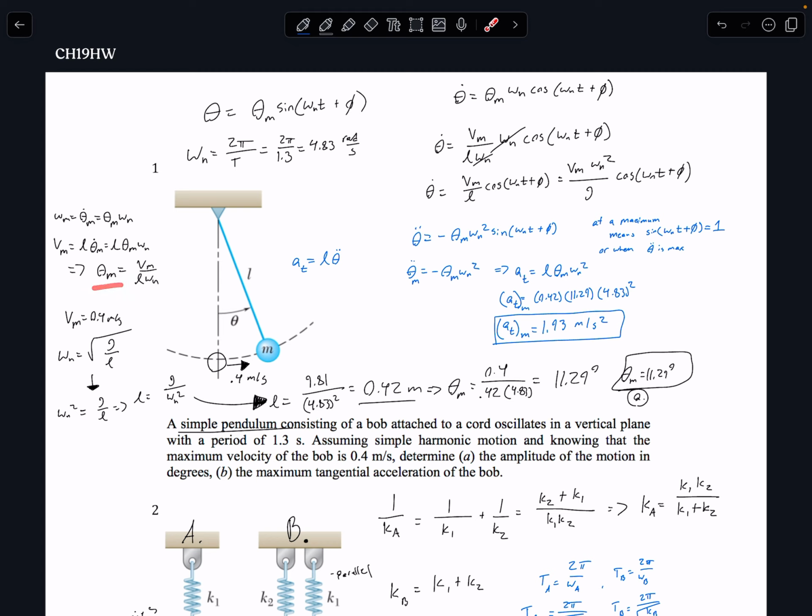So theta m is equal to Vm divided by length times omega n. Vmax is 0.4 meters per second. And omega n is equal to square root of gravity divided by length. We know our omega n is equal to 2 pi divided by our period, and that gives us 4.83 radians per second. Now that we have that, we can find our length, plug in 4.83, divide gravity by that, and we get 0.42 meters.